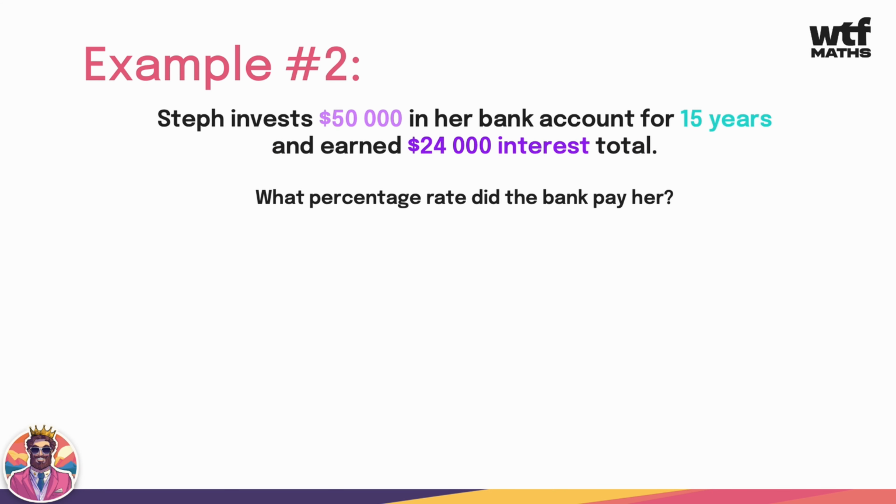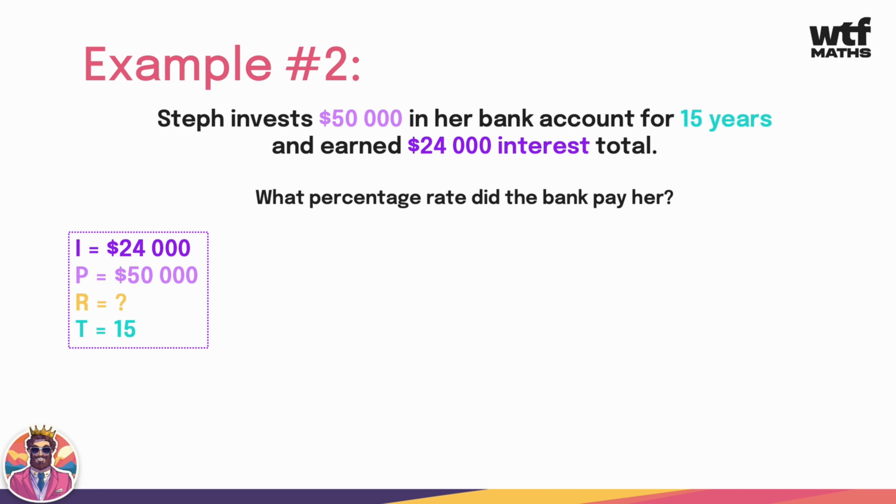Okay, let's try another example here. Steph invests $50,000 in her bank account for 15 years and she earned $24,000 interest total. So what percentage rate did the bank pay her? So I'm going to write down all the numbers I know. Interest is $24,000, principal's $50,000, time is 15 years, but we don't know what R is.